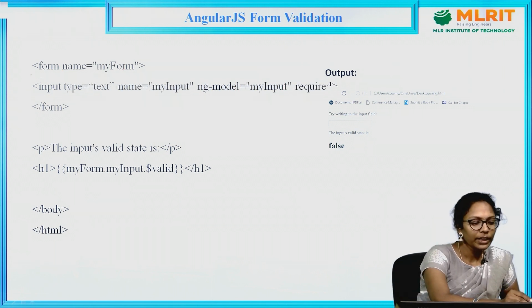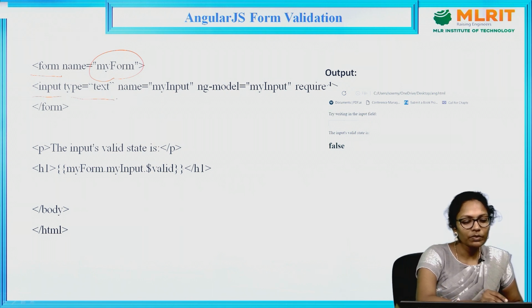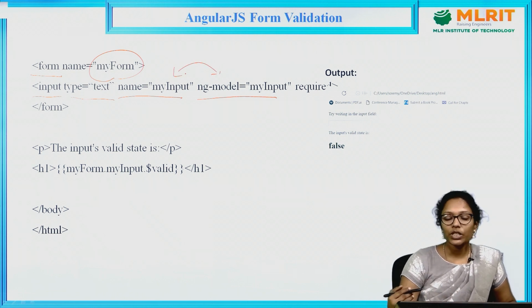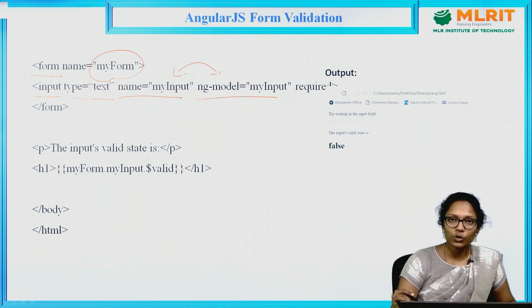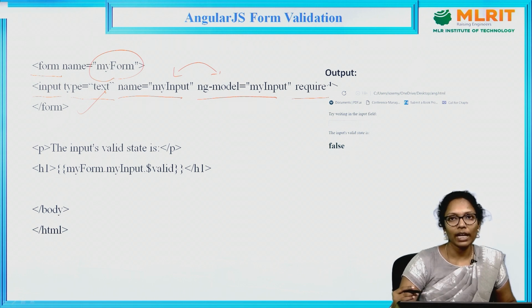So here I'm creating a form, the name of the form is myForm. And here I'm creating a text field. For this text field I'm giving name and ng-model, both the same. Till previous programs we used to give only the ng-model, but here I'm also giving the name. I'll tell you why. And I'm making this field mandatory by writing the required attribute. Then I'm closing the form. Now I need to check whether this field is valid or not.